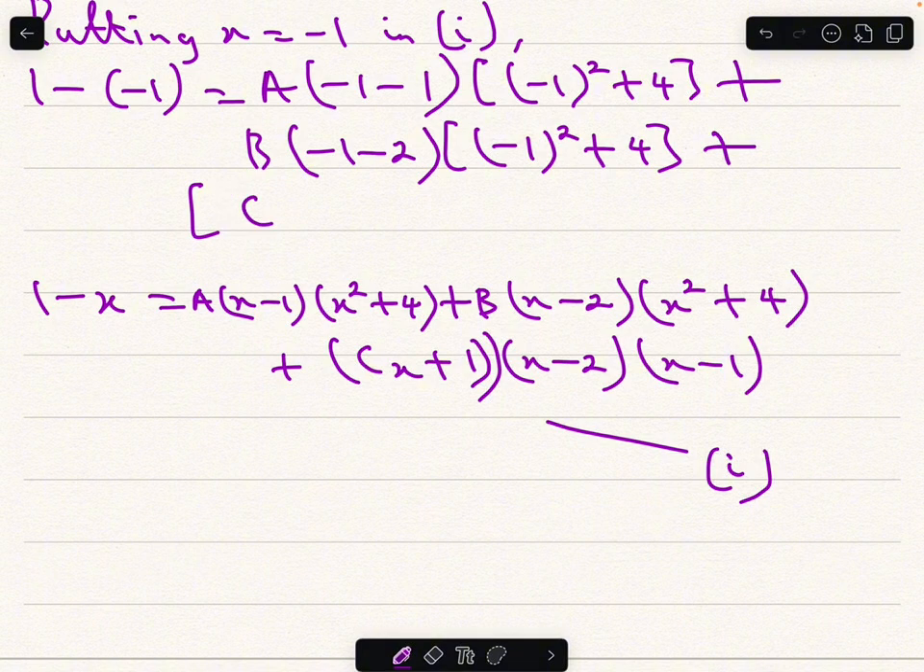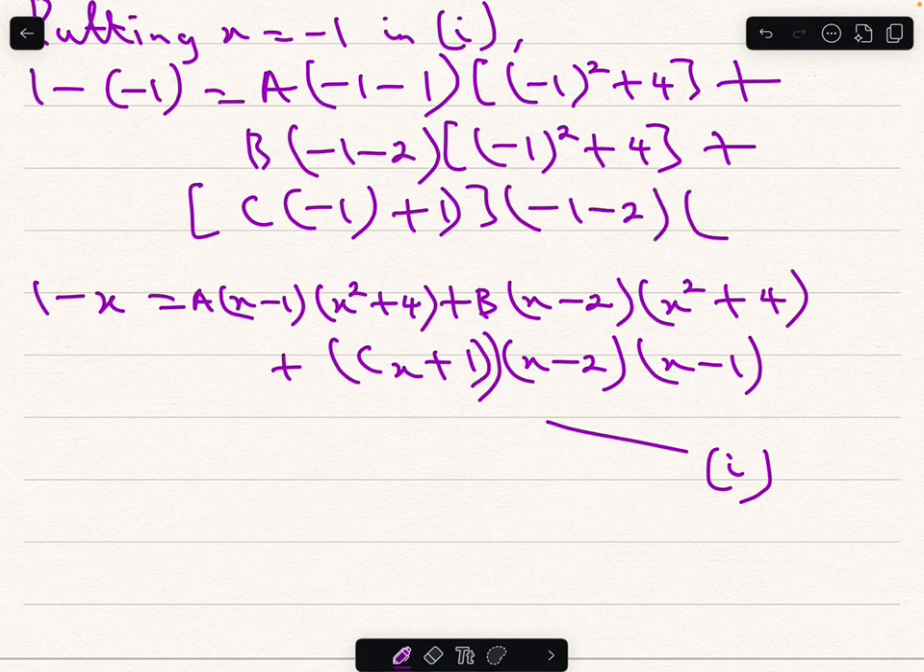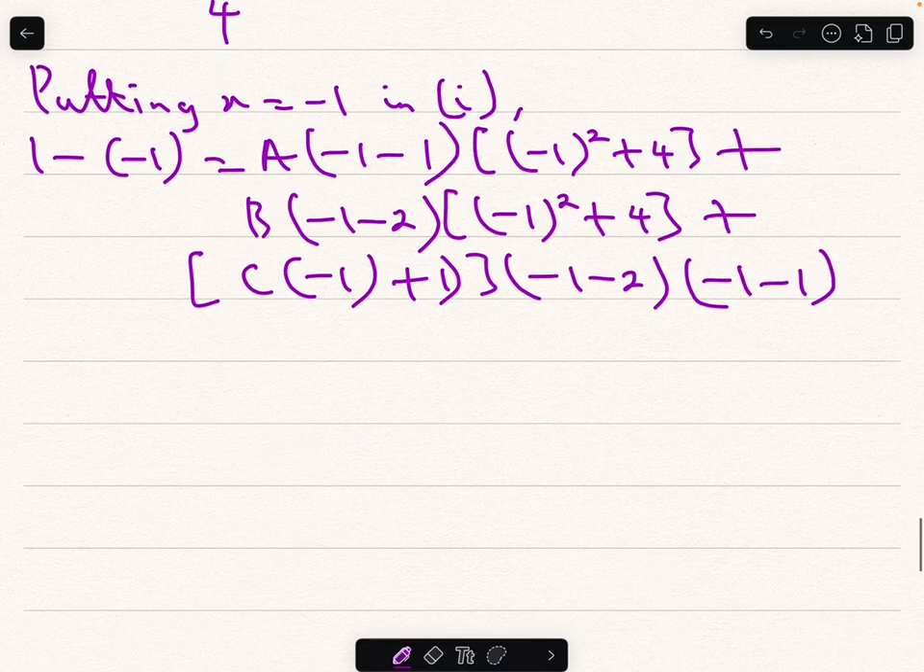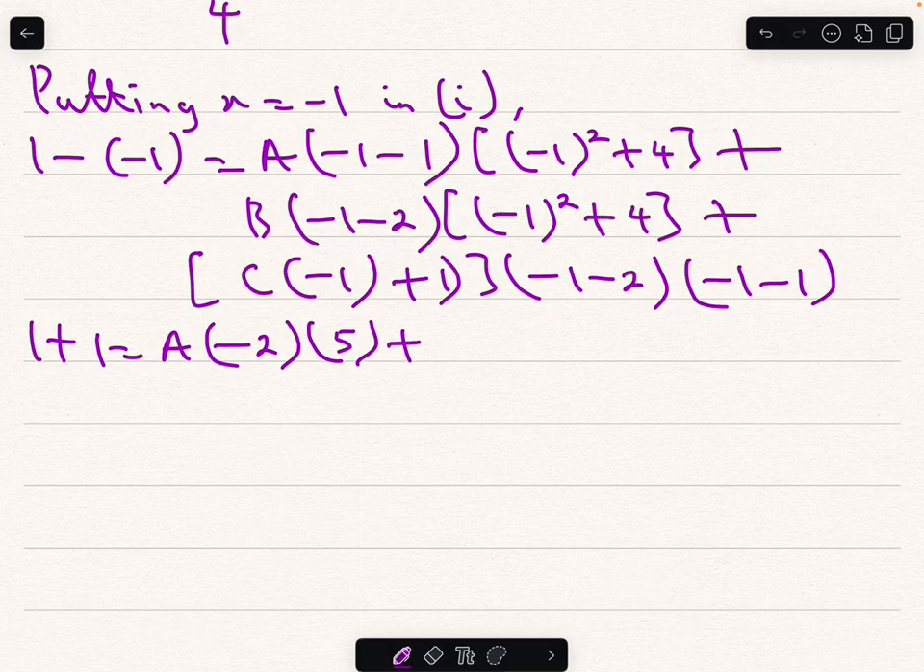Plus cx, that's c times minus 1, plus d times x minus 2, that's minus 1 minus 2 times x minus 1, which is minus 1 minus 1. So we can take this out. Now, so that's it. And now we simplify for that. That means 1 plus 1 equals a into bracket minus 2. The square of minus 1 is 1 plus 4, that's 5. Minus 2 times 5, plus b into bracket minus 2, minus 1 minus 2 is minus 3. B into bracket minus 3 times the square of minus 1 is 1 plus 4, that's 5.